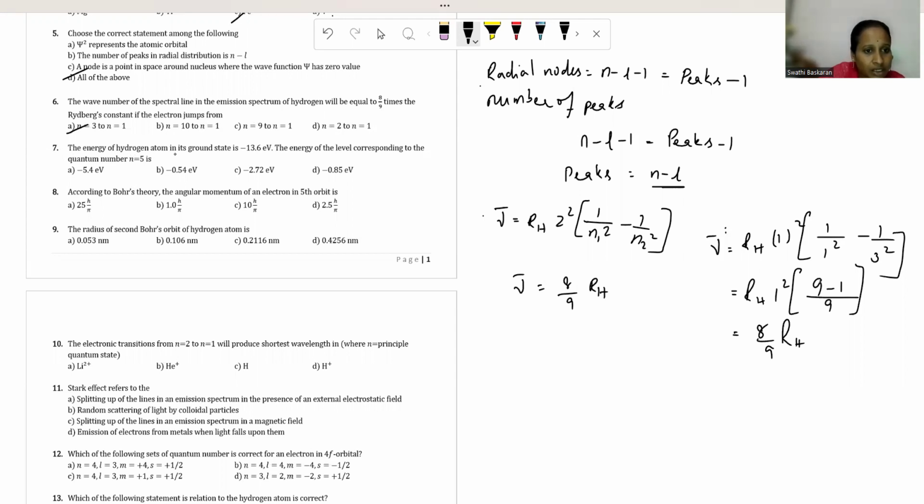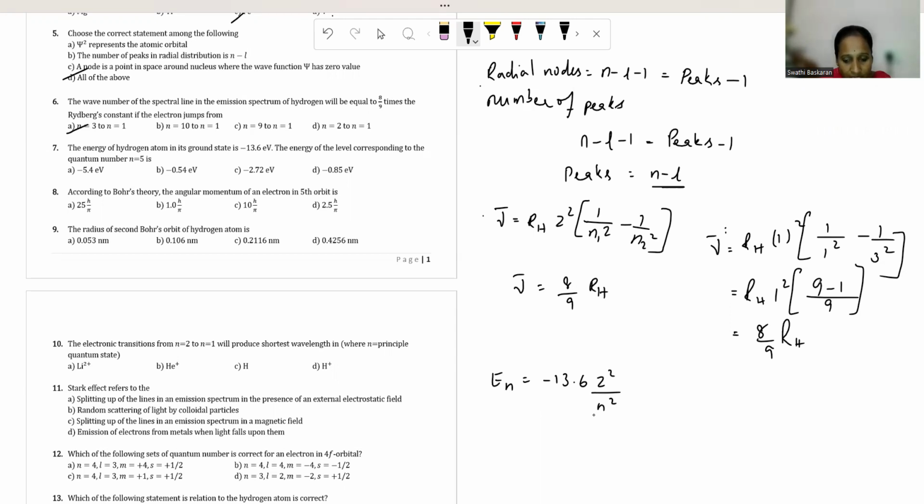The energy of hydrogen atom in its ground state is minus 13.6 electron volt. The energy of the level corresponding to the quantum number n is equal to 5. So once again, this is a direct question. Direct question in the sense we know the Bohr's energy, correct? So what is Bohr's energy? So Bohr's energy is equal to, let us write the value, that is En is equal to minus 13.6 Z square by n square.